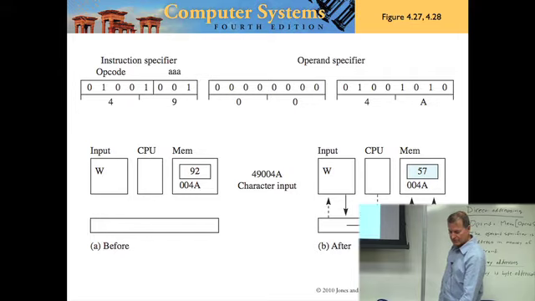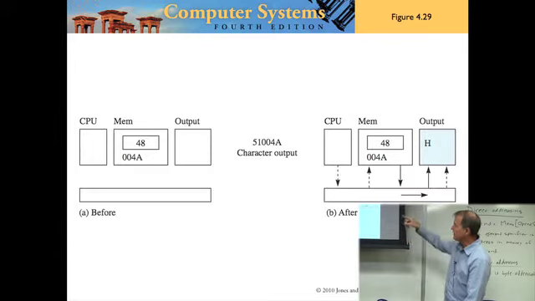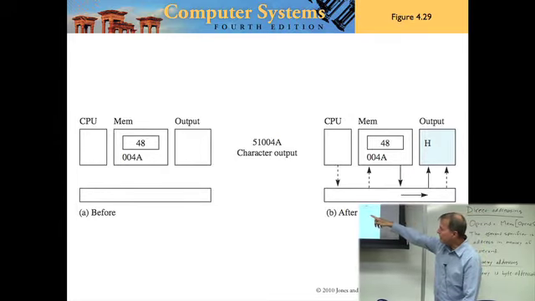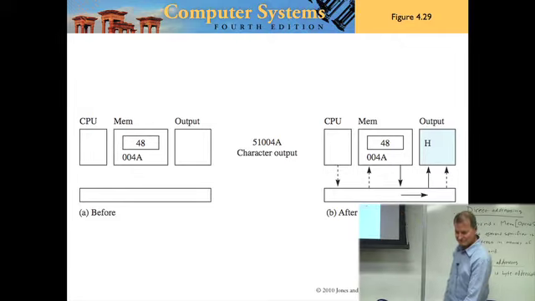If there's a character input instruction, there must be a character output. So here's a character output instruction, and where does it go? From where to where? From memory to the output. Here's a picture. If you have in memory 48 at 004A, and you do a 51004A, that'll be direct addressing again, and whoosh, that 48 will go to the output. Now wait a minute, that's a 48 in hex, so that's the ASCII value for H.